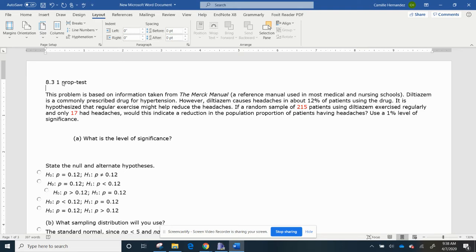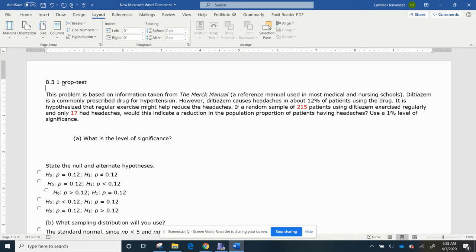So there's a commonly prescribed drug for hypertension. However, the drug causes headaches in about 12% of the patients using the drug. It is hypothesized that regular exercise may reduce these headaches. So a random sample of 215 patients using the drug exercise regularly and only have 17 headaches. Would this indicate a reduction in the population proportion of patients having headaches? Use the 1 percent level of significance.